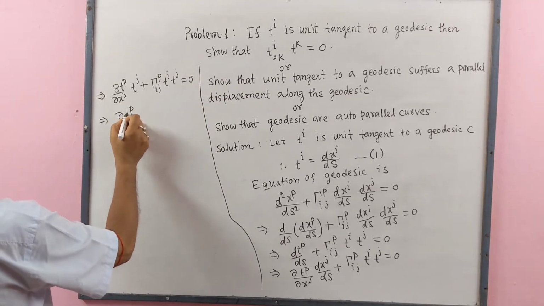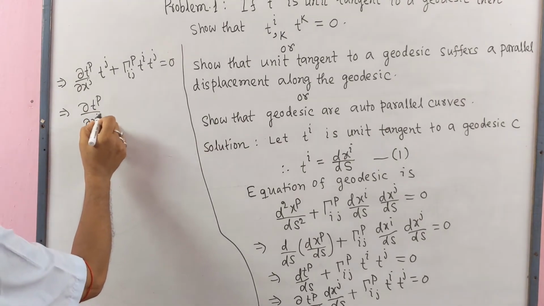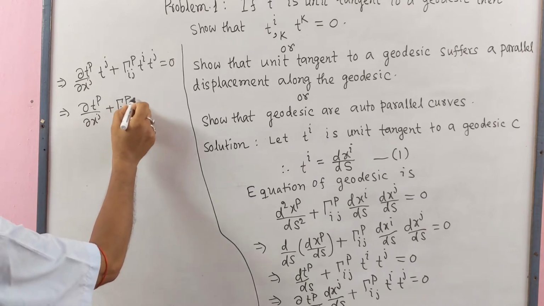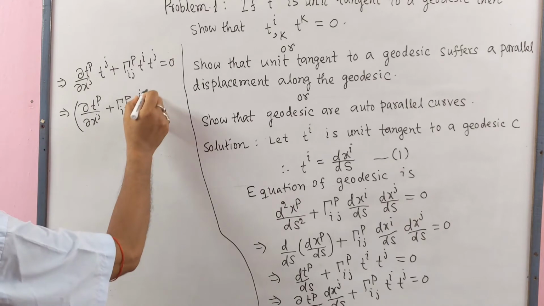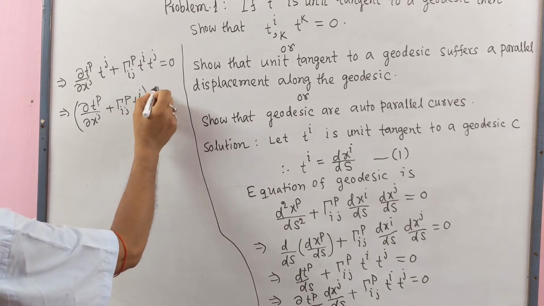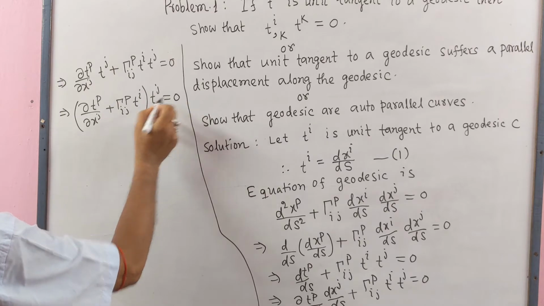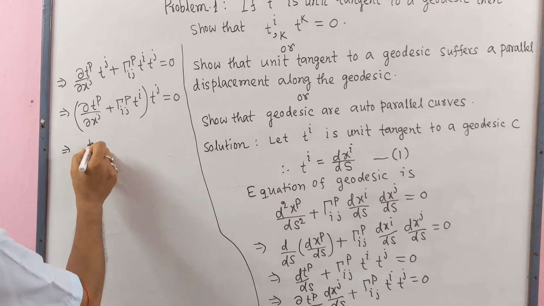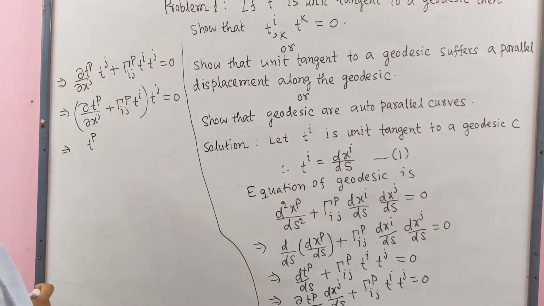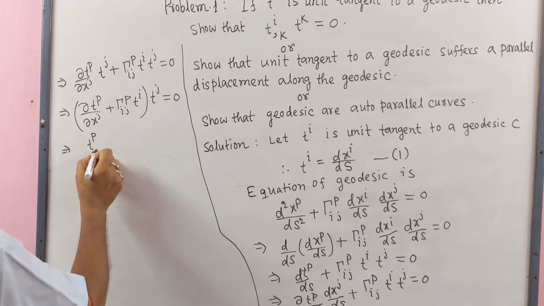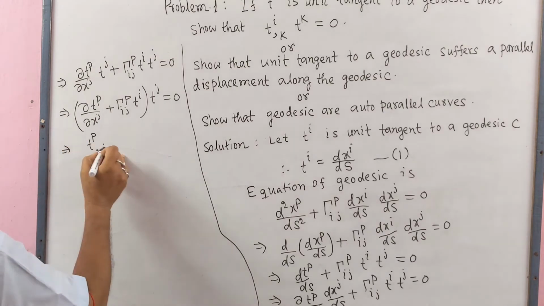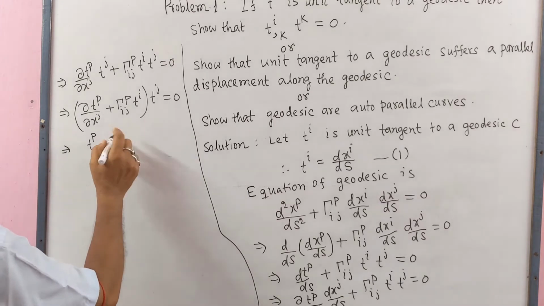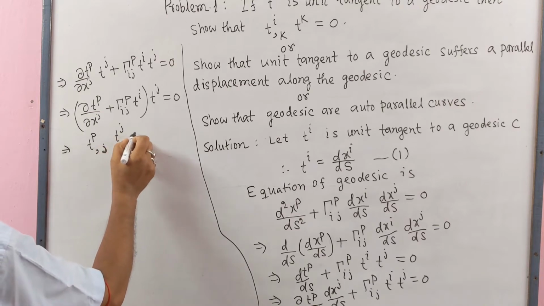del Tp by del xj plus Christoffel symbol of the second kind p ij Ti Tj equals 0. This is the covariant derivative of Tp with respect to xj. We may write this as Tp comma j into Tj equals 0.